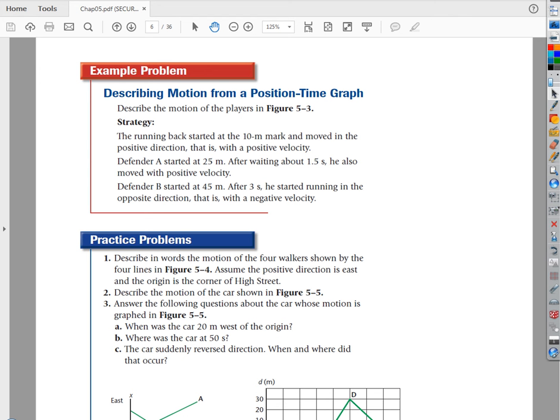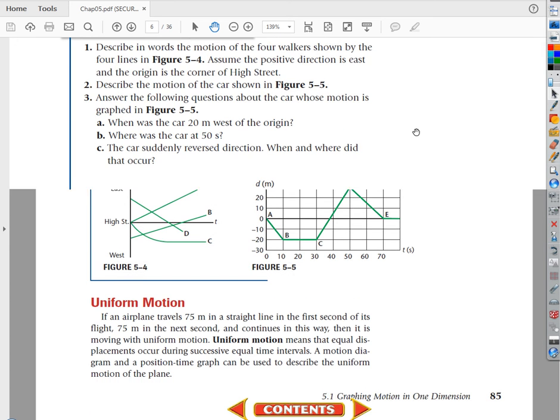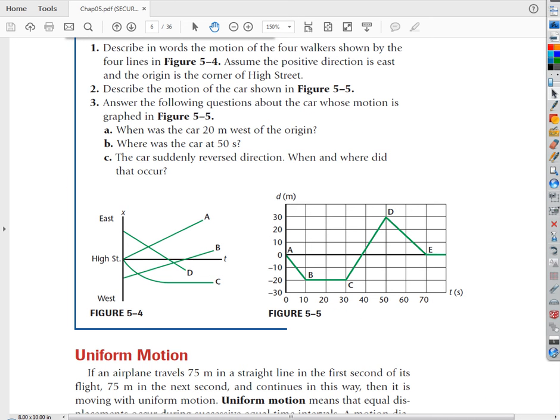Okay, here we go. So let's see, number one. Describe in words the motion of the four walkers shown by the four lines in figure 5.4. So this has to do with a lot of the motion diagrams we talked about recently. 5.4, where is that? Right there. Okay, I'll make it big. Okay, everybody sees that?